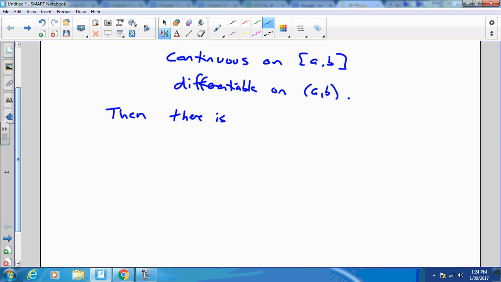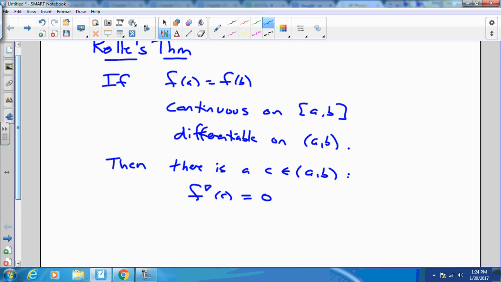We usually use the symbol c, somewhere between A and B, such that not f of c, but f prime of c is equal to 0. That's exactly it. Okay. There is a c such that f prime is equal to 0. In other words, Rolle's theorem is a horizontal tangent guarantor. If the conditions are met, it guarantees a horizontal tangent.